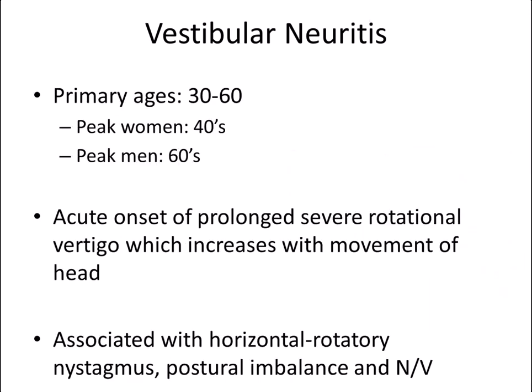Vestibular neuritis affects individuals primarily in the ages of 30 to 60 years old. The peak age in women is in their 40s, and the peak in men is in their 60s. It is characterized by the acute onset of prolonged severe rotational vertigo, which increases with movement of the head. It is associated with horizontal nystagmus, postural imbalance, as well as nausea and vomiting.